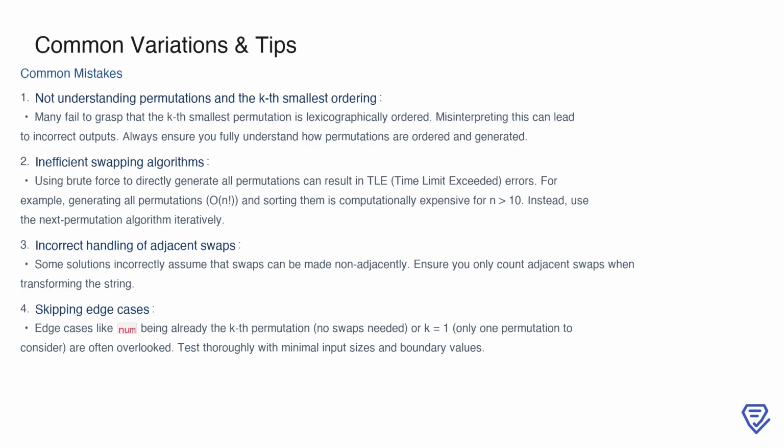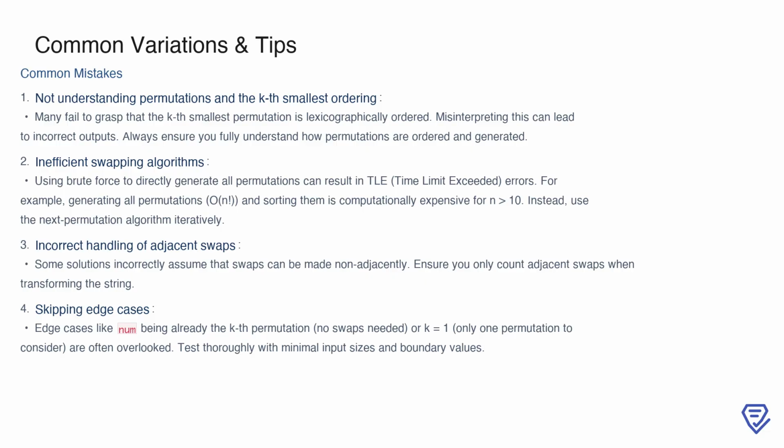Next, avoid inefficient swapping algorithms. A brute force approach that generates all permutations and sorts them can lead to time limit exceeded errors, especially when n is larger than 10 due to the factorial growth of permutations. Instead, leverage the next permutation algorithm, which is much more efficient.